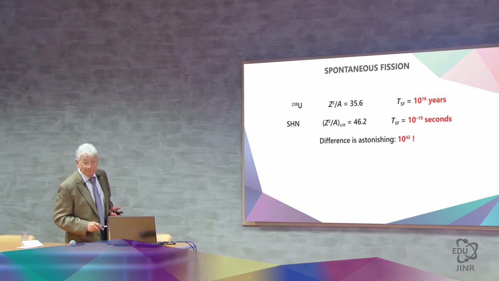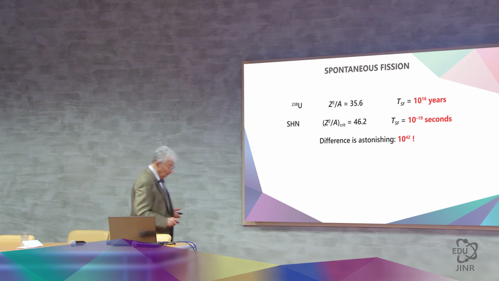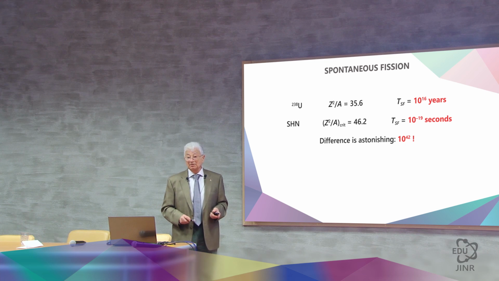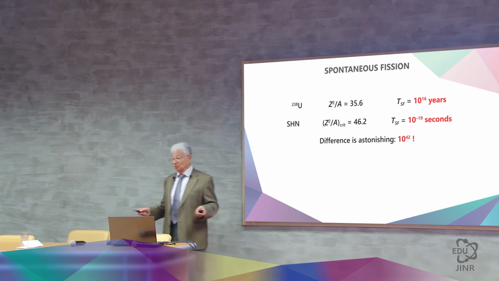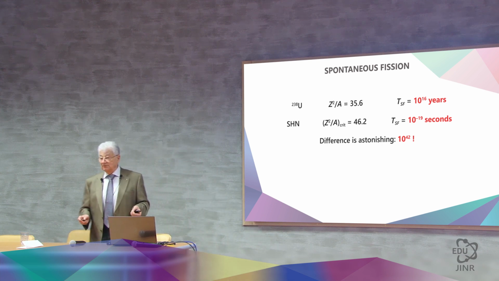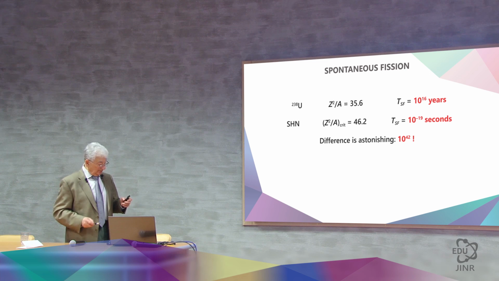According to Bohr and Wheeler, this will be applicable to the second group of elements above 100. Elements with Z larger than 100 cannot exist if the drop model is correct.